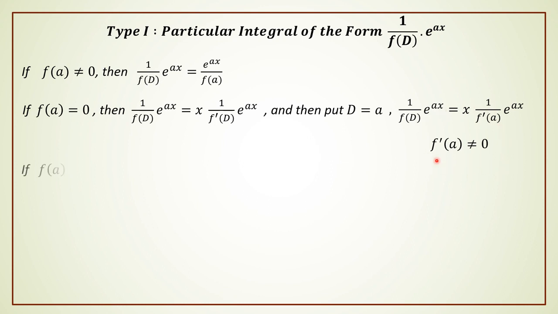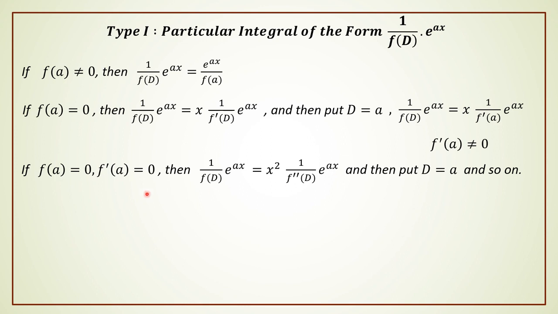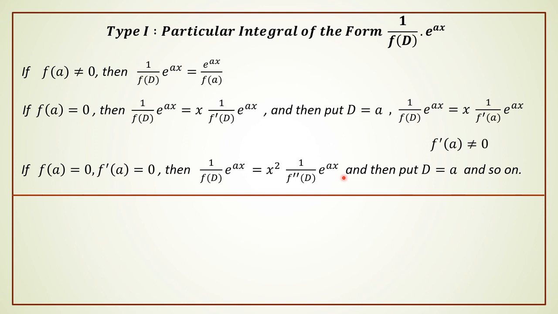Okay. Say suppose both f of a and f dash of a are 0. In that case 1 by f of D acting on e to the power ax will be equal to x square into 1 by f double dash of D acting on e to the power ax. Then you have to substitute or replace your D by the coefficient of x, and that will give you the corresponding particular integral.